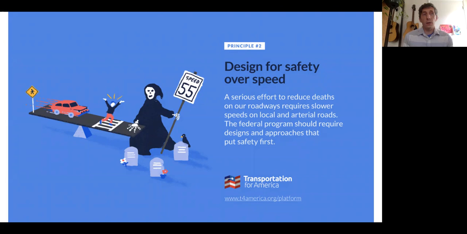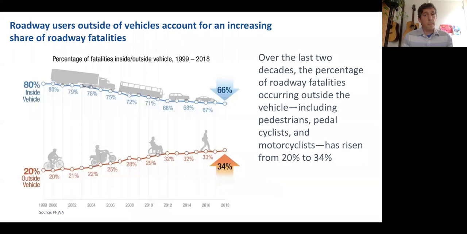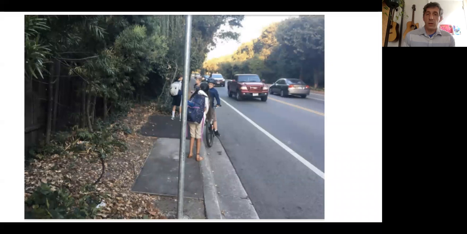Next slide, please. This just shows you that over the last several years, it's become more and more safe to be inside a vehicle and less safe to be outside of a vehicle, regardless of who you are. Of course, as we saw in a previous slide, it's even less safe if you are a person of color. Next slide, please. And this is just a photo that illustrates an example of why that's the case. This is unfortunately not an atypical environment. Those kids are waiting for a bus.